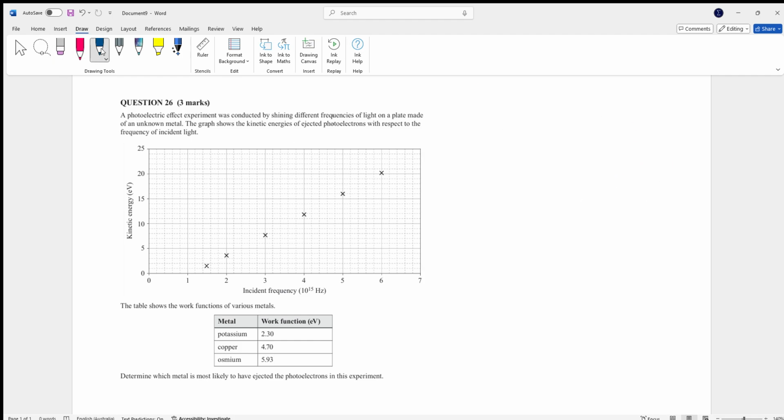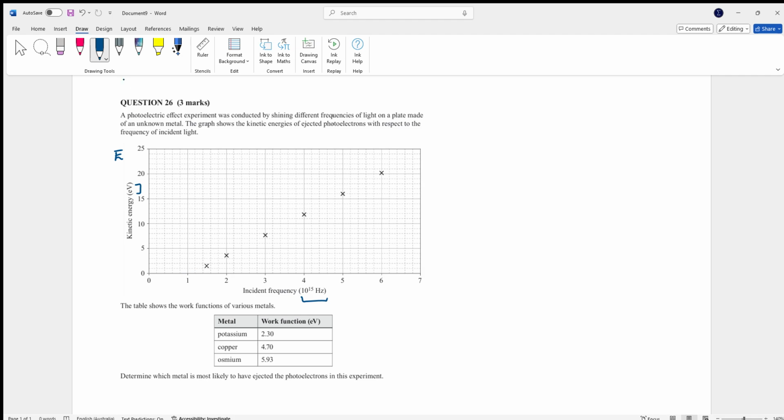We have a photoelectric effect, okay? Which means we have energy on the side here, which is given in electron volts, and we have the frequency, which is given in hertz, okay? Now, there are many ways you can solve this question here, okay? Some are faster than others, some require more understanding than others as well.